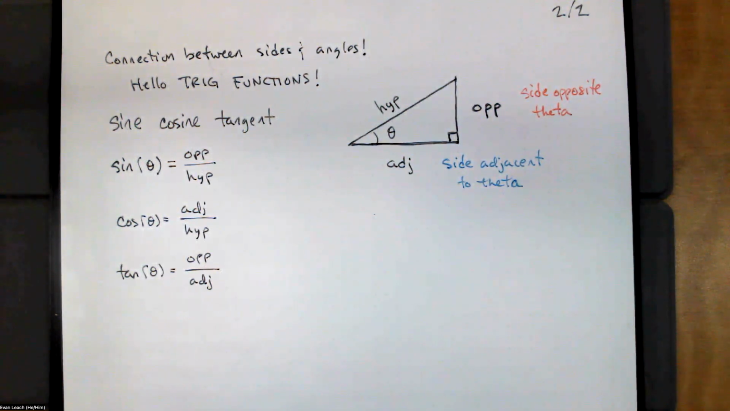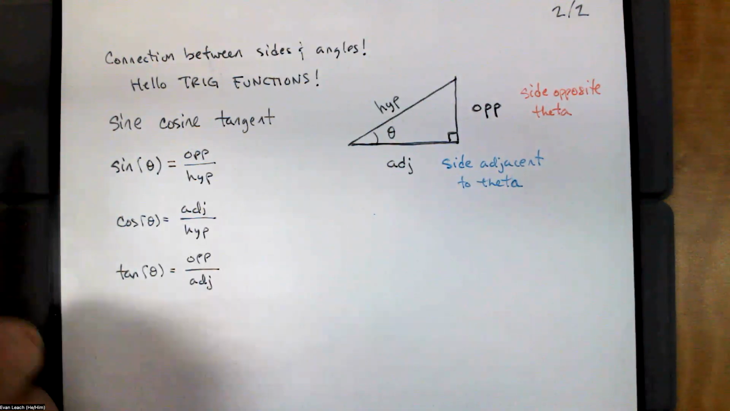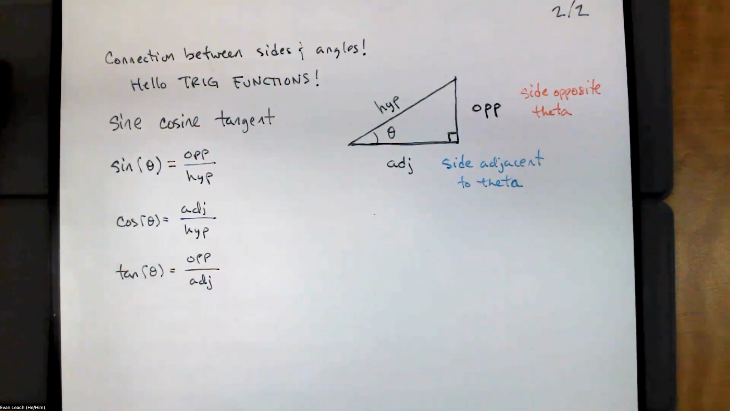Remember that opposite and adjacent only make sense in reference to an angle. So we have to have an angle labeled before we can decide on opposite and adjacent. Otherwise, they're just legs. But you have to remember sine is opposite over hypotenuse, cosine is adjacent over hypotenuse, tangent is opposite over adjacent.